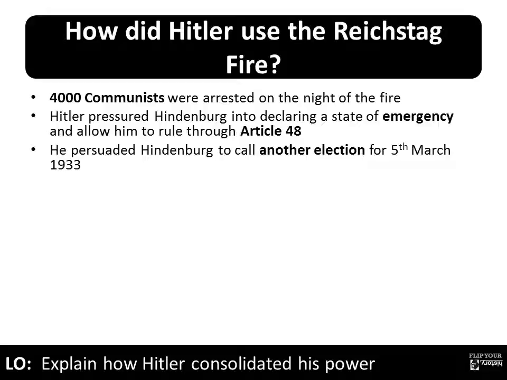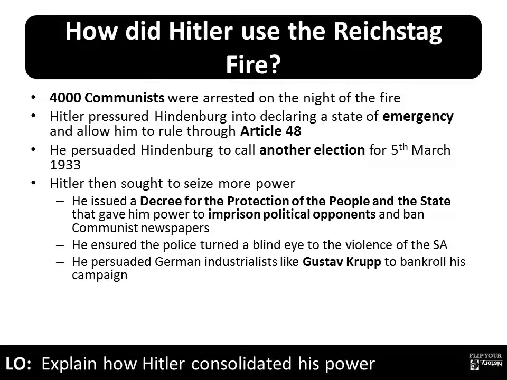He also persuaded Hindenburg to call another election for 5th March 1933 because he sensed that he could seize more power and more support in the Reichstag. Hitler then sought to seize more power. He issued a decree for the protection of the people in the state that gave him the power to imprison political opponents and ban communist newspapers.